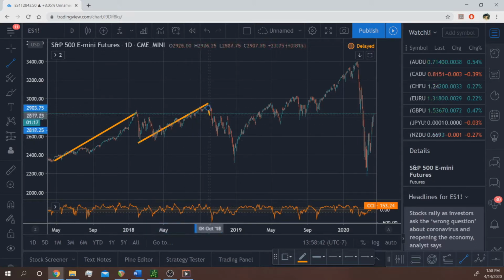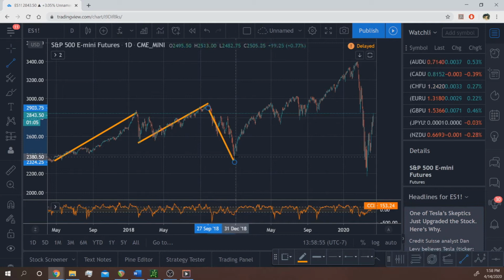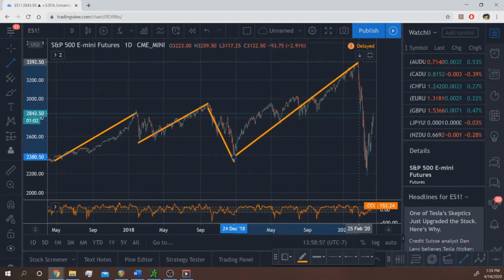And then down here, there was a downward movement from September to December 18. This wasn't too long, but it was still a trend. And we can keep on going, analyzing these trends. We start seeing the movement of the market. It's going in a general direction.